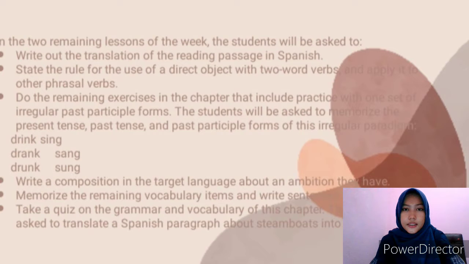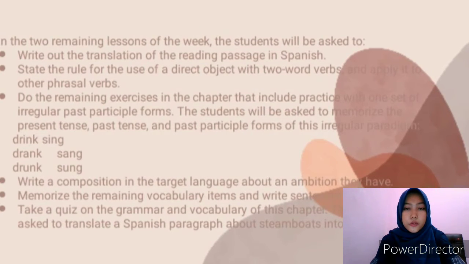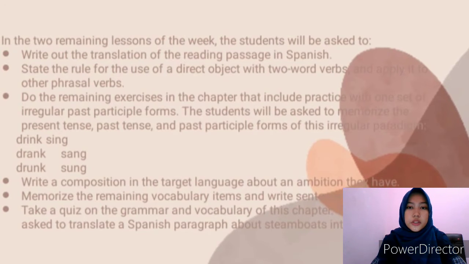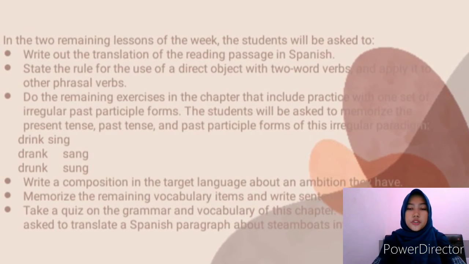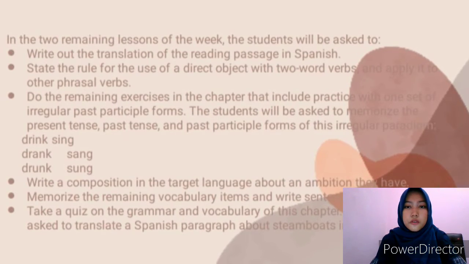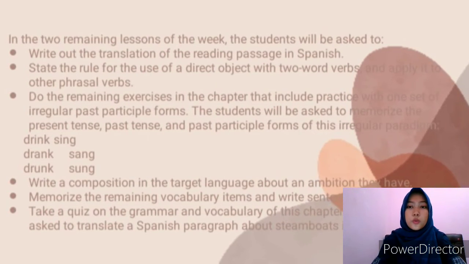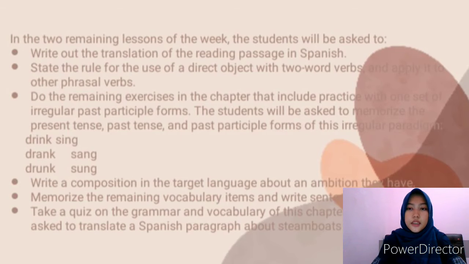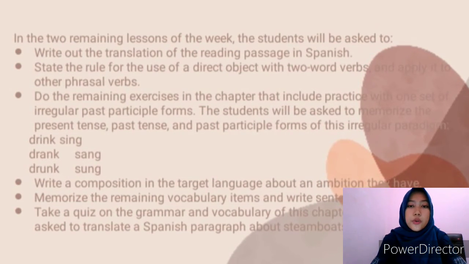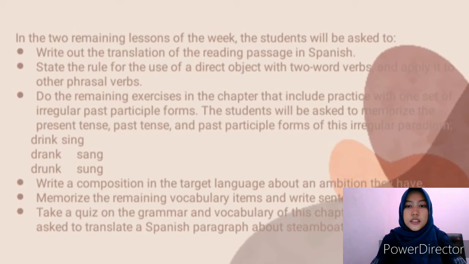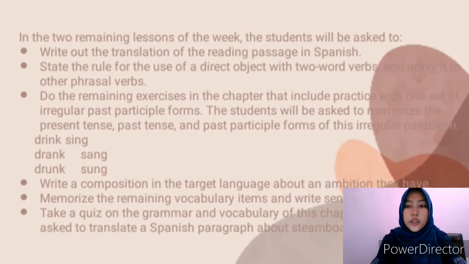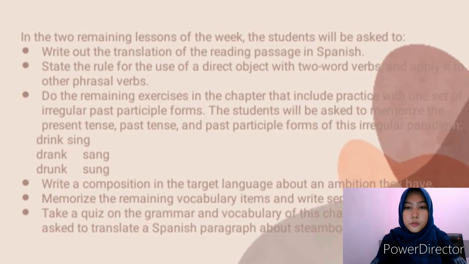Okay, next, in the two remaining lessons of the week, the students will be asked to write out the translation of the reading passage in Spanish, state the rule for the use of a direct object with two-word verbs, and apply it to other phrasal verbs. And do the remaining exercises in the chapter that include practice with one set of irregular past participle forms.